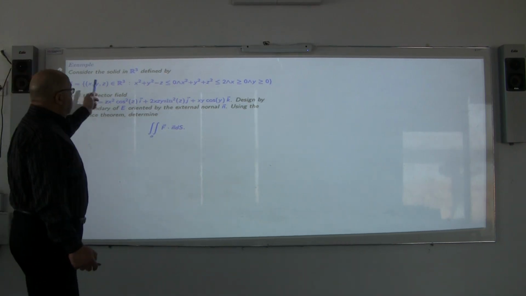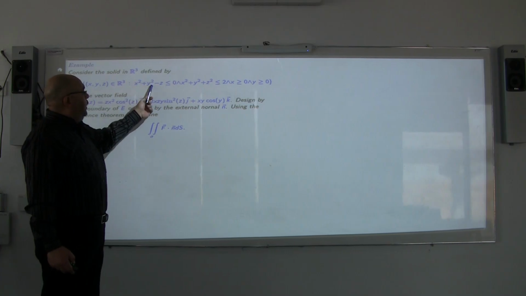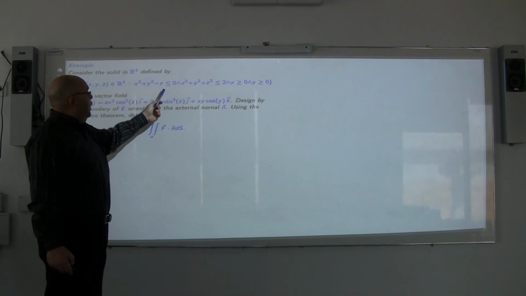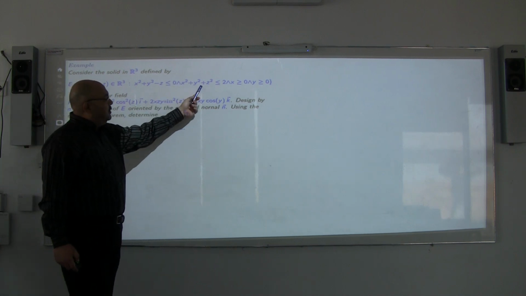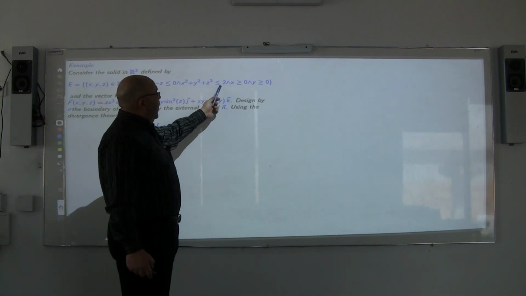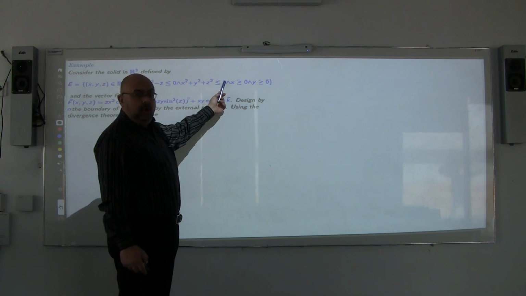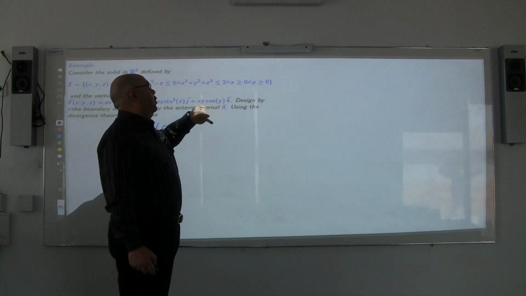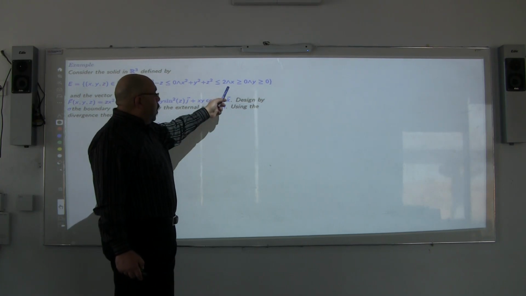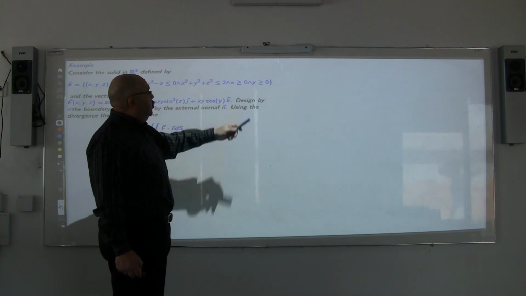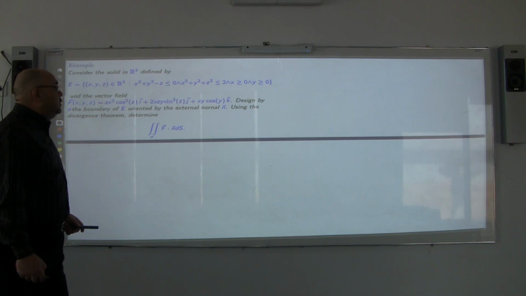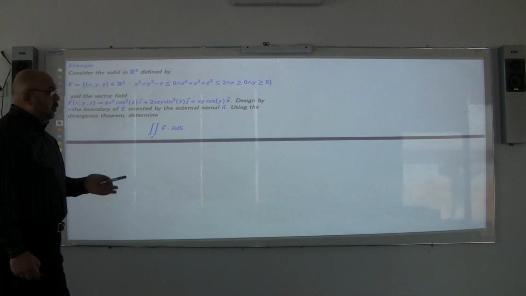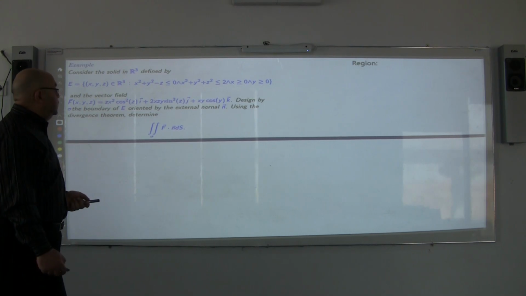Now I have z, which is x squared plus y squared minus z less than or equal to 0, and that's an equation of a paraboloid. And the sphere x squared plus y squared plus z squared less than or equal to 2, and that's within the first octant. X is greater than or equal to 0, y is greater than or equal to 0, and we are leaving the z, so we are talking about the first quadrant as I told you.